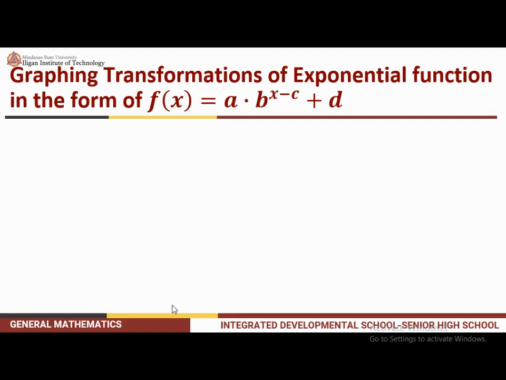Now let's proceed sa transformation of exponential function in the form f(x) = a·b^(x−c) + d. Yung a natin, yan yung numerical coefficient. It represents the vertical stretching and vertical shrinking. We have here our base, which is the b, the x here, which is our exponent, and the minus c here. This represents the horizontal shifting of the graph, either to the left or to the right. At yung d na meron tayo dito, it represents the vertical shift naman natin sa graph natin. Either it's up or down.